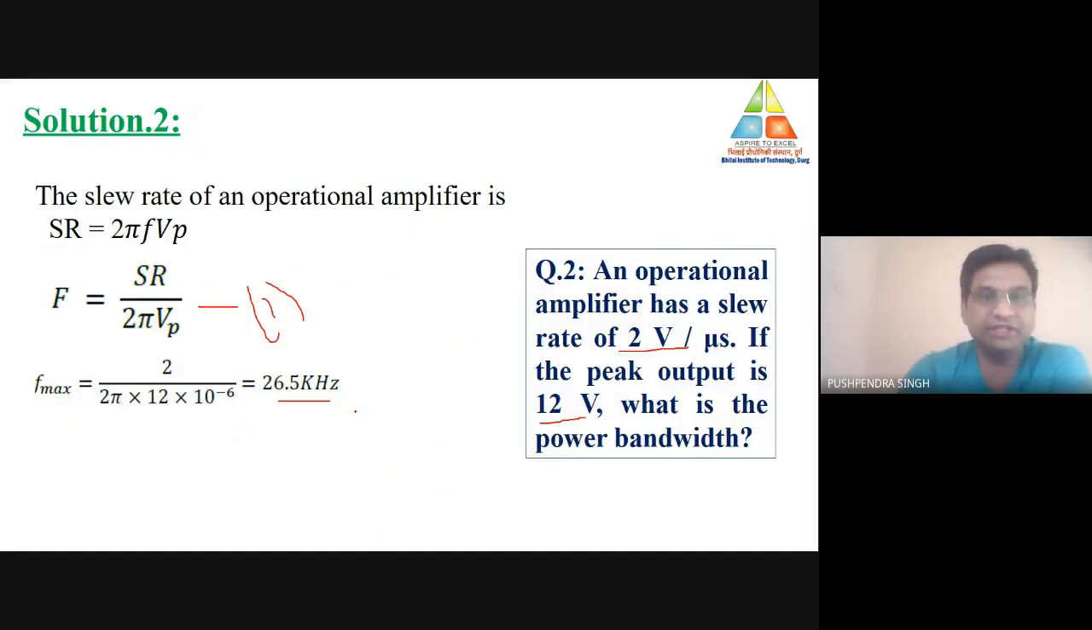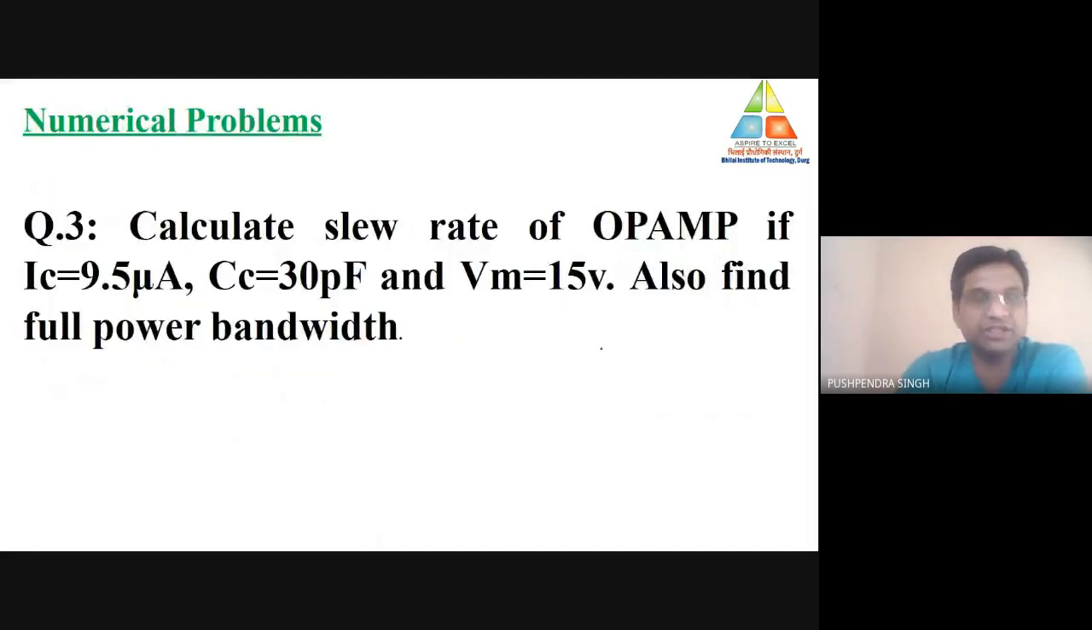Now question number 3. In question number 3, calculate slew rate of op-amp if the value of current is 9.5 microampere, the value of capacitance is 30 picofarad, and the value of Vm is 15 volt. Also, we need to calculate the value of power. So this question number 3 is related with question number 1 and question number 2. So first part is related to question number 1 and second part is related to question number 2. So this is the solution.